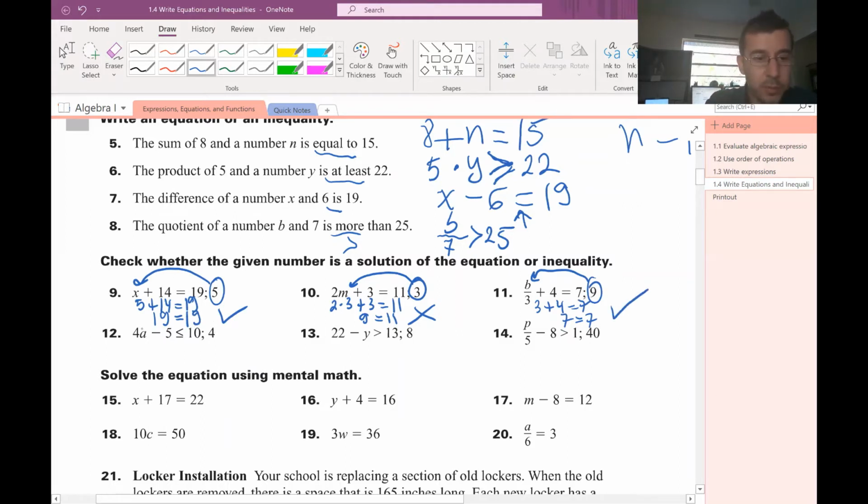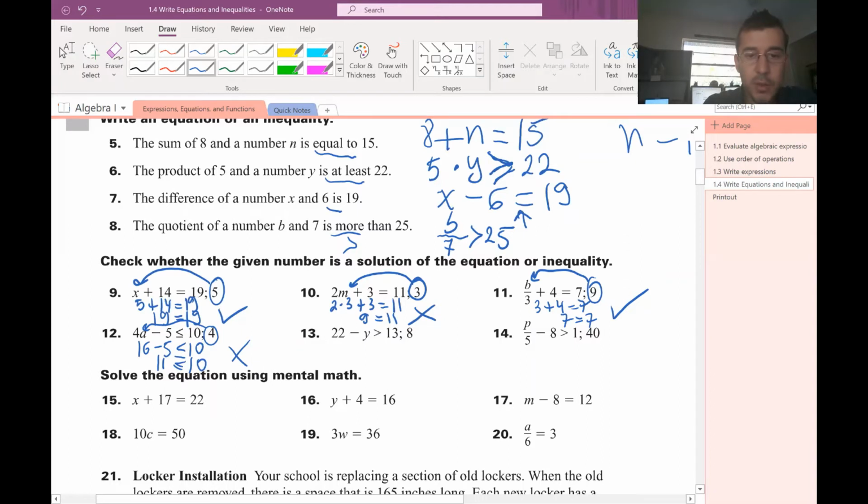We substitute 4 for a. This becomes 4 times 4, which is 16. 16 minus 5 is less than or equal to 10. 16 minus 5 is 11. 11 is not less or equal to 10. So this is incorrect. 13.